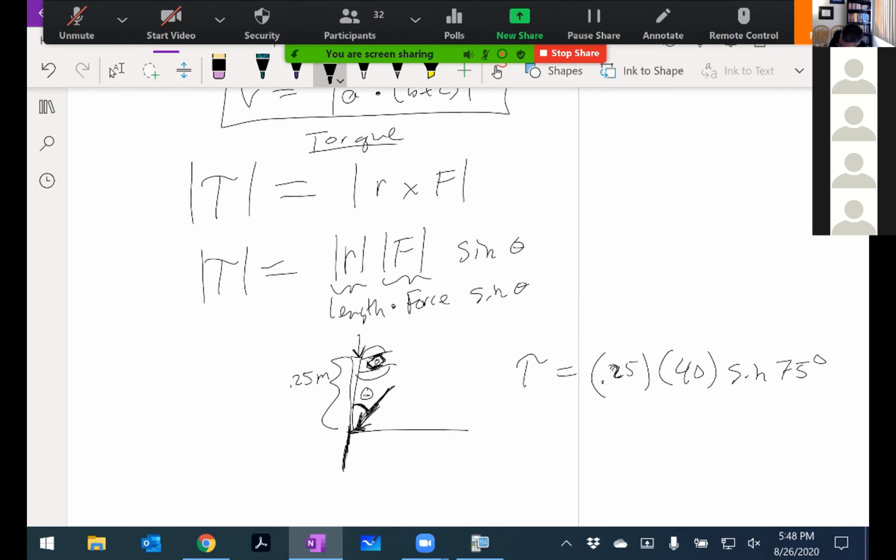Exactly. So torque is approximately 9.66 joules. It's newton meters, force times distance. Okay, 9.66, where the force is coming in at 40 newtons. So you get the idea. We'll stop there for today.